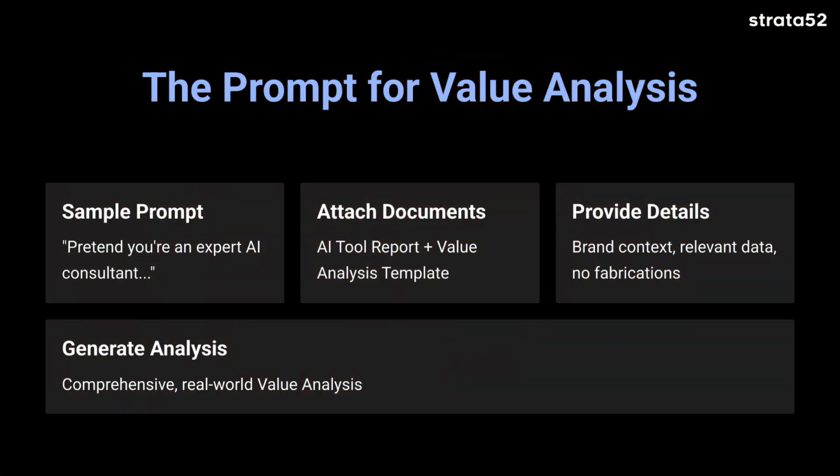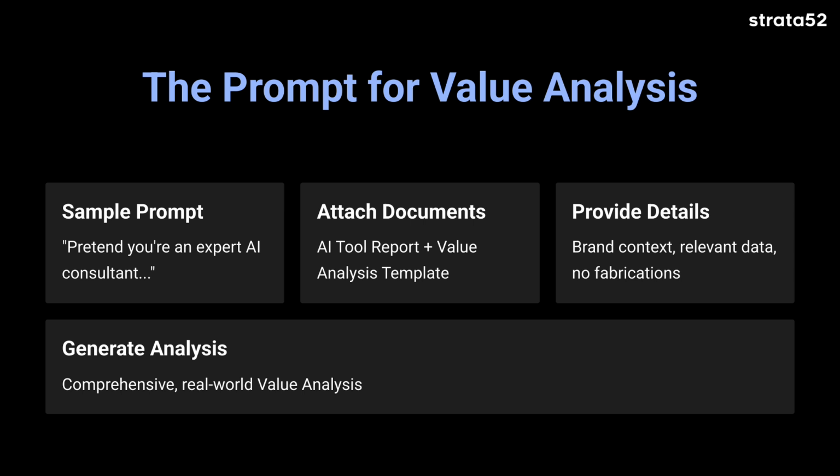You'll be feeding your existing AI tool report, plus the brand information you extracted earlier from the brand positioning framework, to add context. So to generate your draft value analysis, you'll use a prompt that instructs the AI to act as an expert consultant, leveraging the AI tool report, the brand positioning data, and the value analysis template. And here's an example prompt that you can copy and paste into ChatGPT or Claude. The prompt goes something like this.